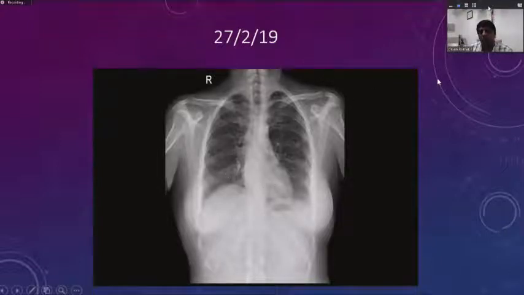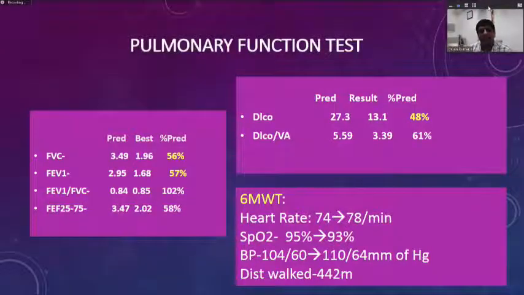Subsequently, as part of the workup of a young female with basal crackles and mild hypoxia, we went with the pulmonary function test, which on baseline is shown here on the left side. We can see an FVC of 56% and FEV1 of 57%, which points to a moderate restriction pattern. We also did a DLCO, which showed 48%, qualifying as a moderate diffusion abnormality.